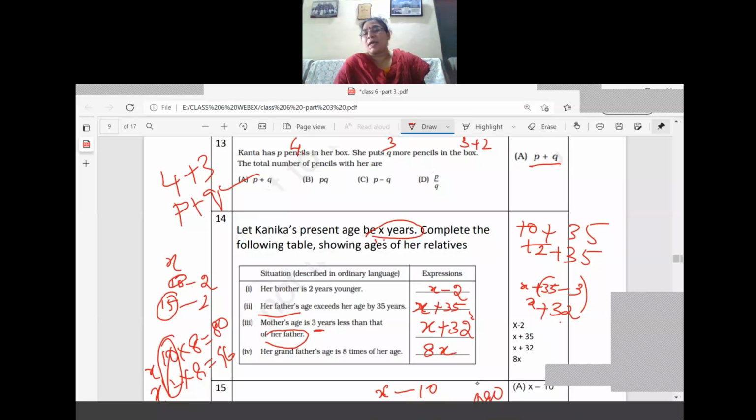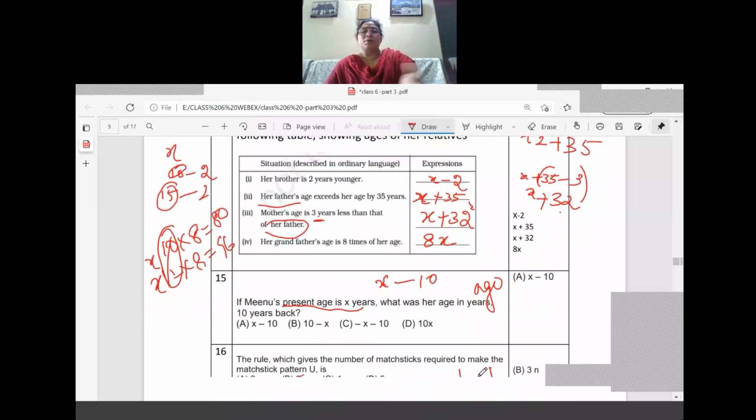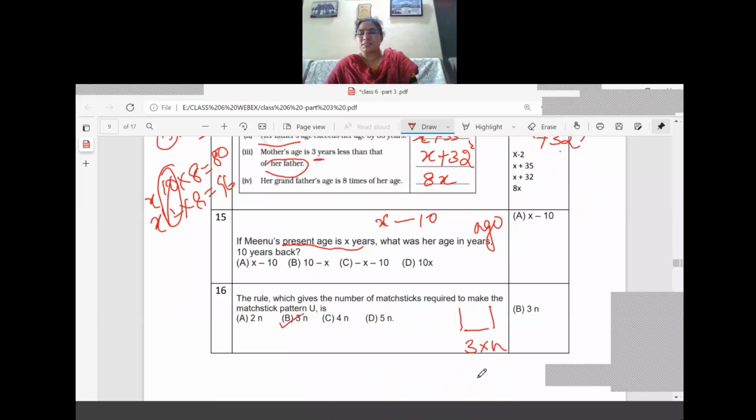So 8 into x. When you see the pattern of matchsticks, we have used 2n, 3n like that, right? So the same concept we are using here. It is 2n, 3n, 5n. Here, 8 times her age, so 8x, right? Now Meenu's present age is x years. What was her age 10 years back? 10 years back means 10 years ago. So how to write? From x, we should subtract 10. So x minus 10.